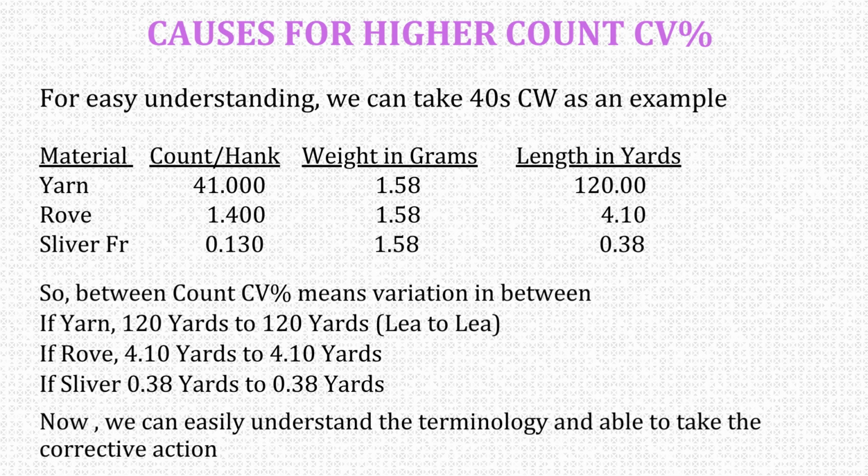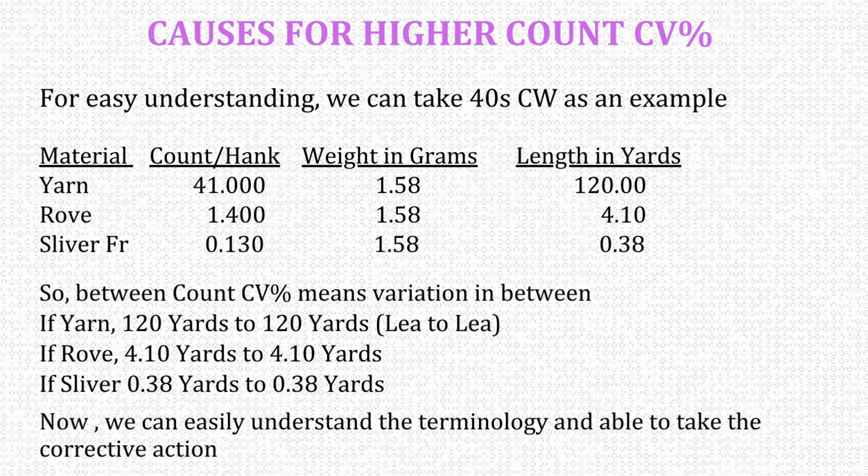Causes for higher count CV. For easy understanding, we can take 40s combed warp as an example. Yarn: count 40s, lea weight in grams 1.58, and length of lea 120 yards. Roving: hank 1.40, weight the same 1.58 grams, and length 4.1 yards. Sliver finisher: 0.130 hank, weight in grams 1.58, length 0.38 yards.